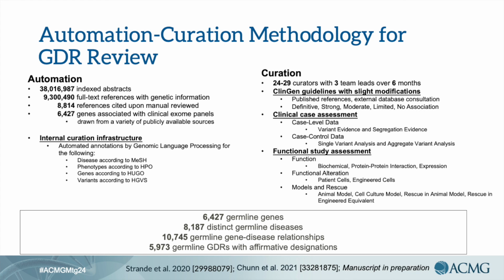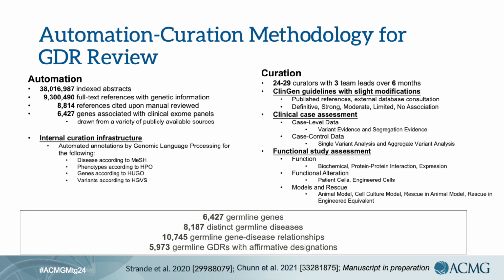From that automated indexing, looking for genes and diseases and the evidence associated with their role in disease causation, we selected about 9,000 of those references for manual review. And each reference was reviewed and the evidence was assessed, and a role in disease causation for more than 6,000 genes was ascribed based on review of those references. You can see there the internal curation infrastructure and the way that we indexed for diseases, phenotypes, genes, and variants according to those different ontologies.